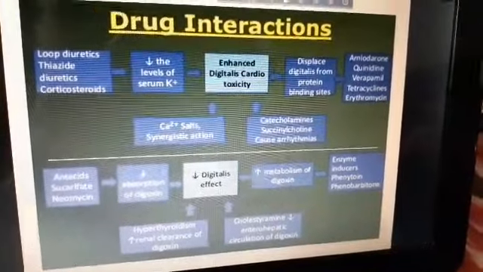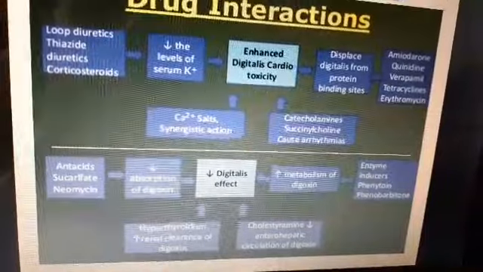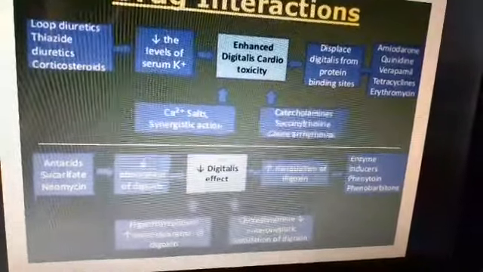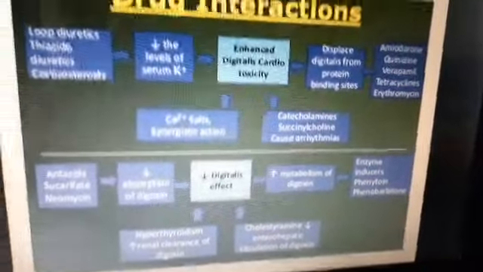protein binding sites. And next, digitalis effect is also decreased by some antacids, sucralfate, due to reduced absorption, and enhanced metabolism of digoxin is done by some enzyme inducers like phenytoin, phenobarbital. So these are the drug interactions.